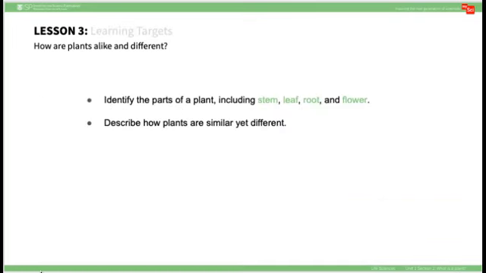By the end of this lesson, students will have identified parts of a plant including stem, leaf, root, and flower. They will also have described how plants are similar, yet different.